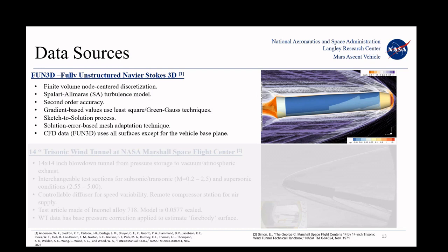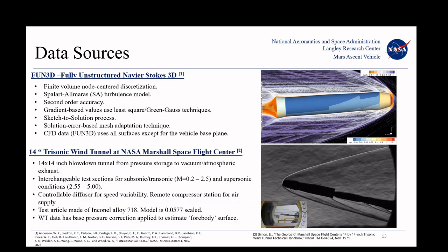So there's many various different types of gridding techniques. Bill Klopfer is really leading the sketch to solution process at the aerothermal branch, generating some of these solutions. It's a mesh adaptation technique. And so far, Bill only ran all surfaces except for the vehicle base plane. So it's only forebody data that has been solved here rather than the full wake flow.